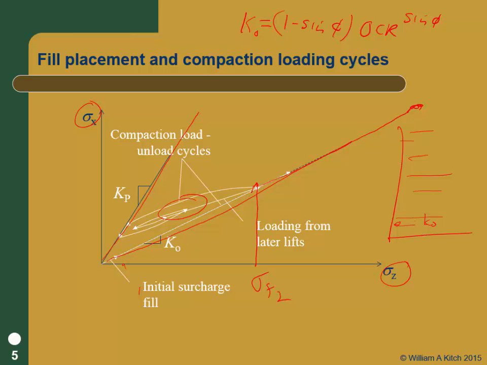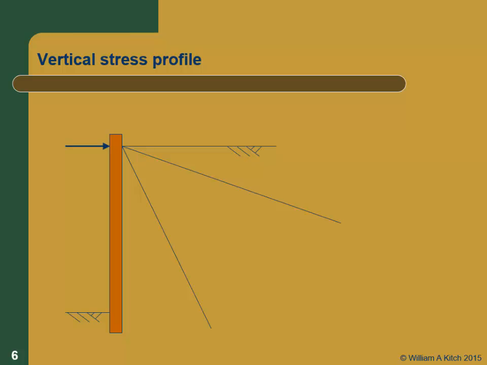Questions? Do you understand that? At the base, you're going to have K0 conditions, and near the surface, you're going to have something higher than K0 conditions, but they won't be as high as passive. All right. So my vertical stress profile then, it's got to be limited between K0 and K passive.